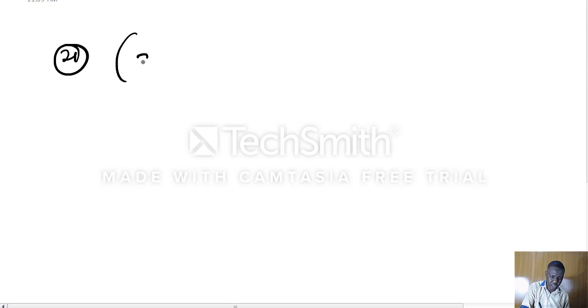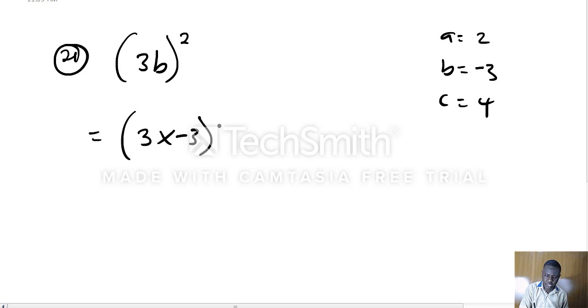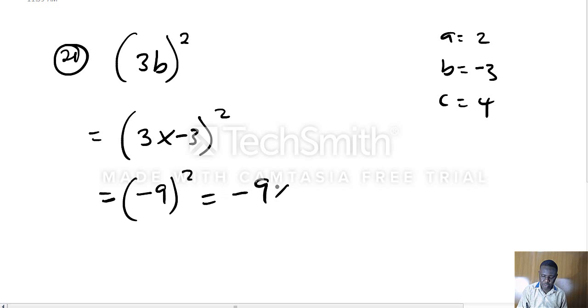21 says 3b all squared, where a is 2, b is minus 3, and c is 4. When you substitute, this is going to give you bracket 3 times minus 3 all squared, which is equal to 3 times minus 3 is minus 9 squared, and minus 9 squared can be said to be minus 9 times minus 9, which is equal to positive 81 as your answer.